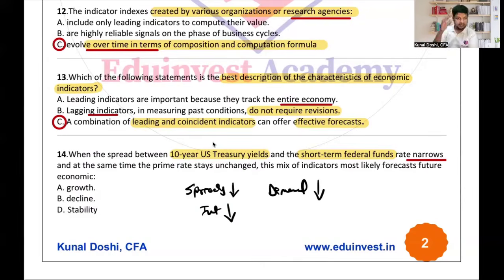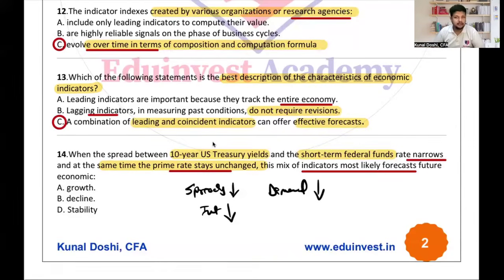And see, again, there is more information. When the spreads narrow and at the same time, prime rate stays unchanged. Prime rate is a lagging indicator, right? Now, see, prime rate will be reflected later. It's a lagging indicator. The mix of indicators most likely forecast economic growth, decline, or stability.